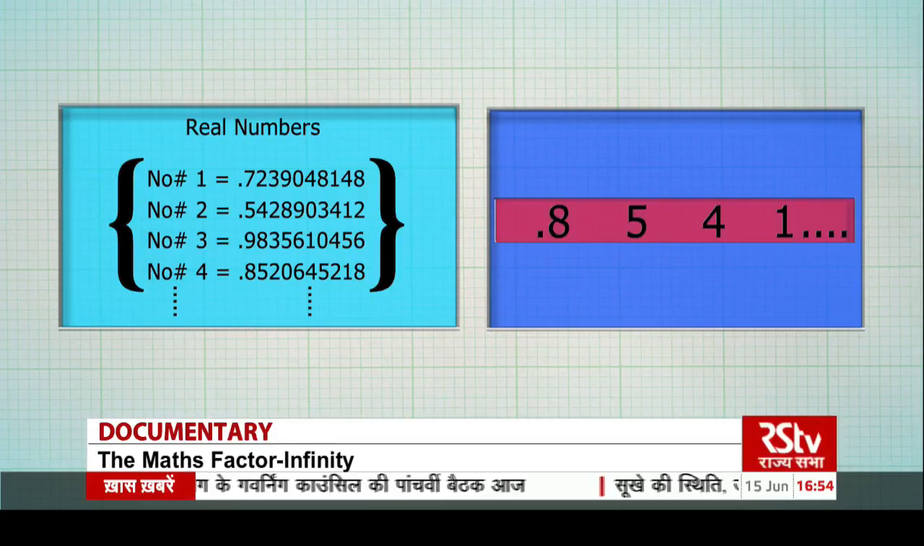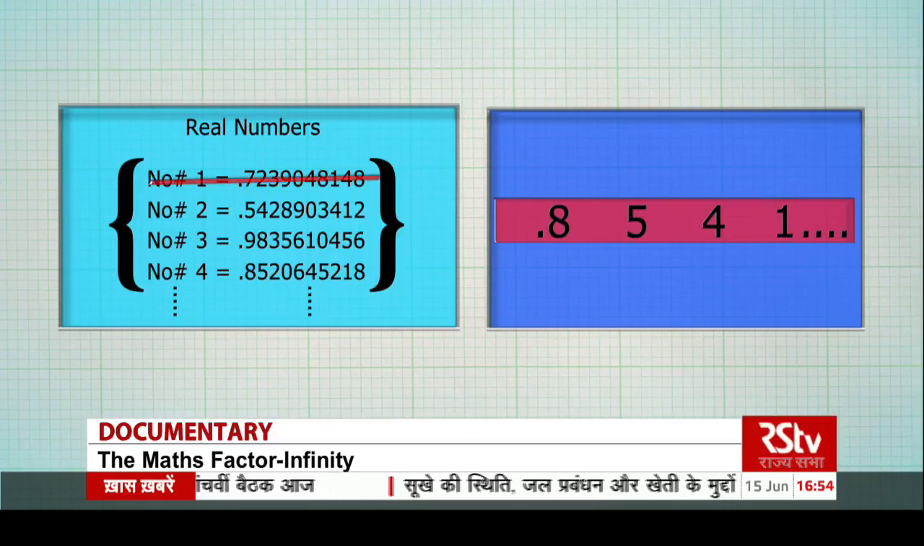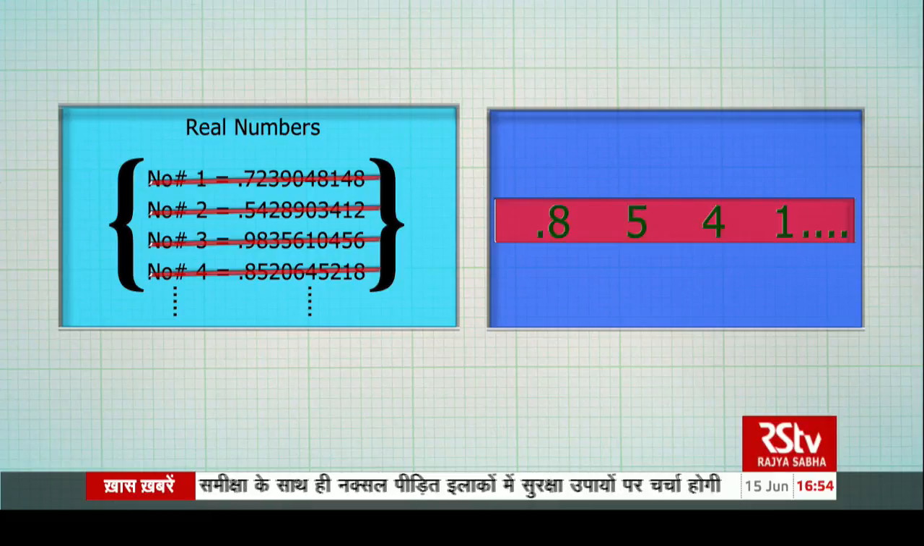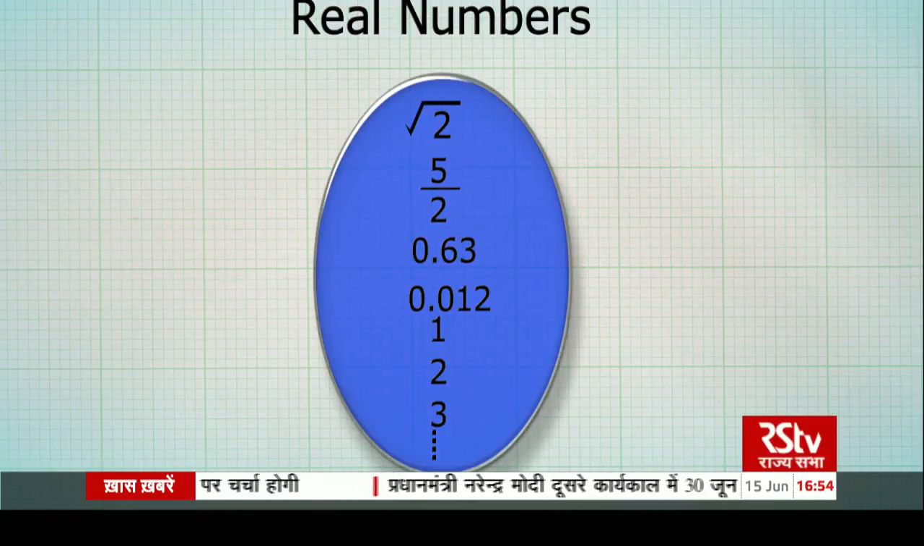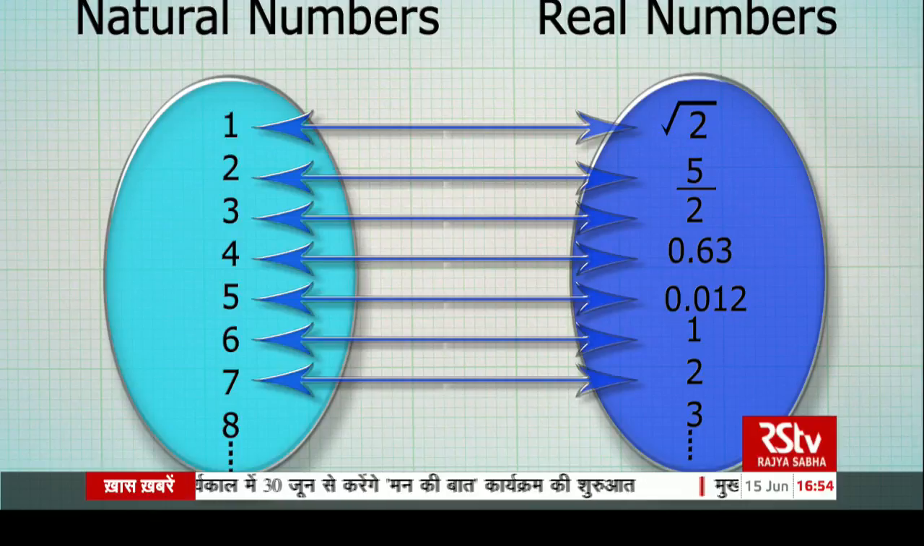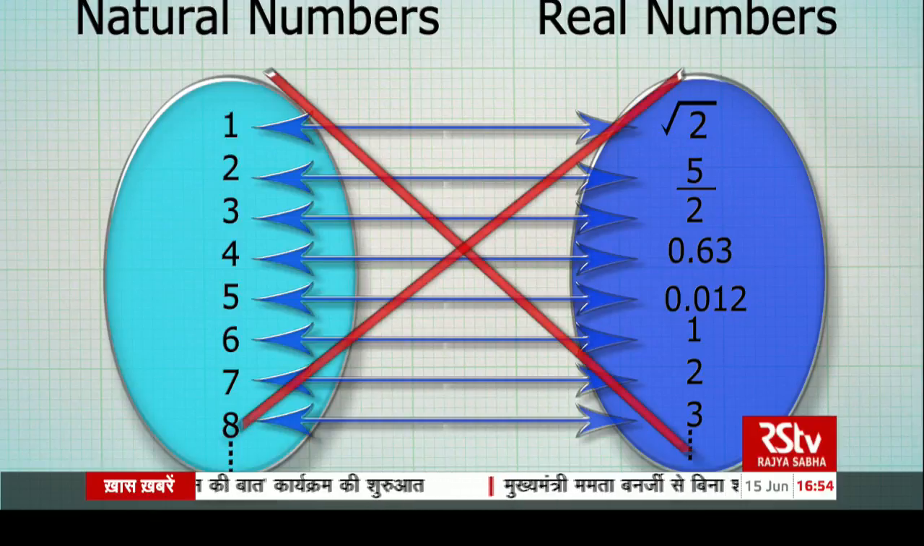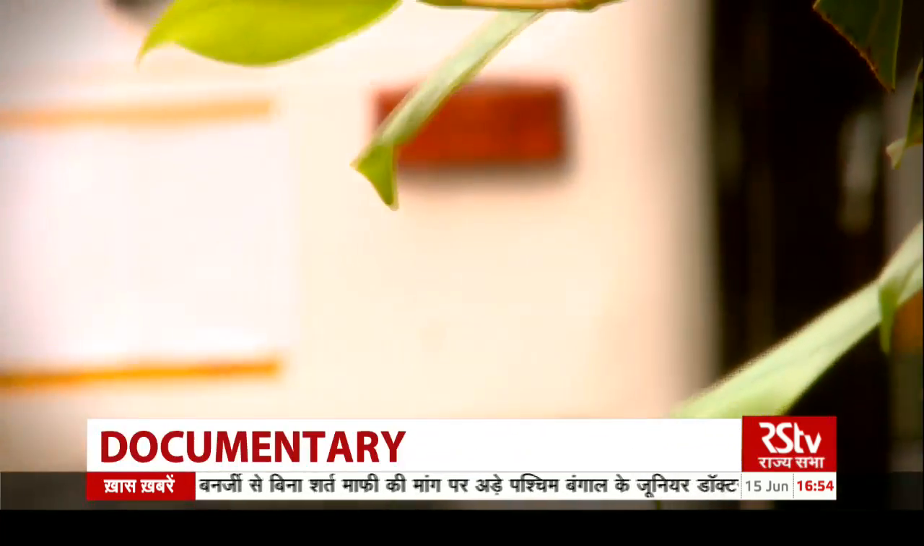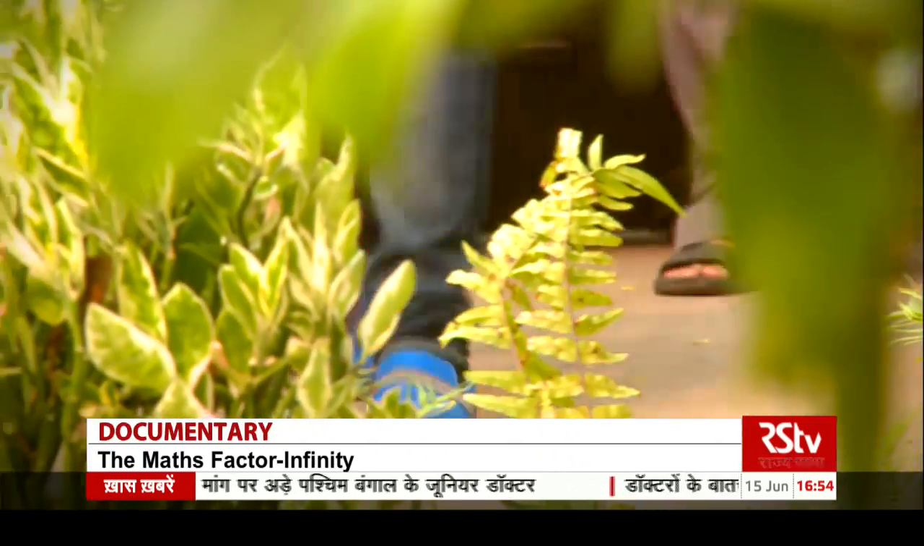How do I know that? See, it won't match the first number because the first digit is different. It won't match the second number because the second digit is different. It won't match the third number because the third digit is different, and so on infinitely. We have created a number that's not in our list. And so we can conclude that this set of real numbers does not have a one-to-one correspondence with natural numbers, which implies that this is a bigger infinity.